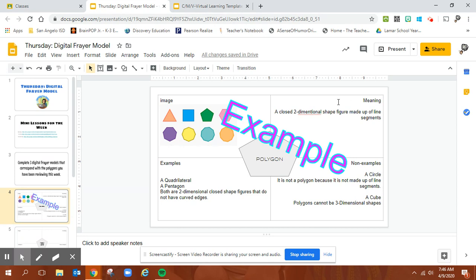Now, it doesn't have to be a perfect definition, but if you were talking about triangles, you would say a closed two-dimensional shape with three sides, right? Okay. Examples of triangles. That's where you would like talk about your isosceles triangle, your obtuse triangle, okay? And then your non-examples, that's like if you were talking about triangles, you would say a square is a non-example because a square is a quadrilateral.